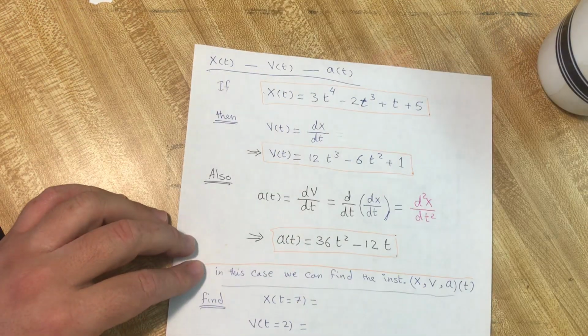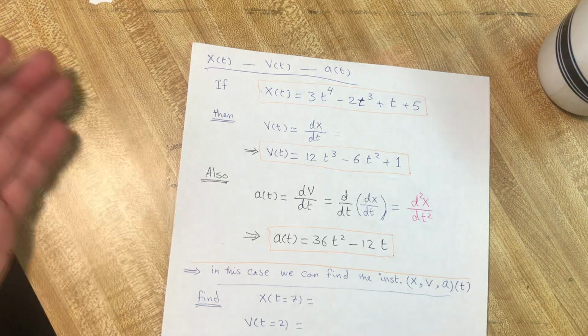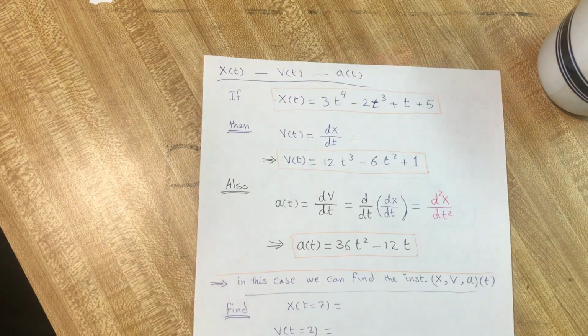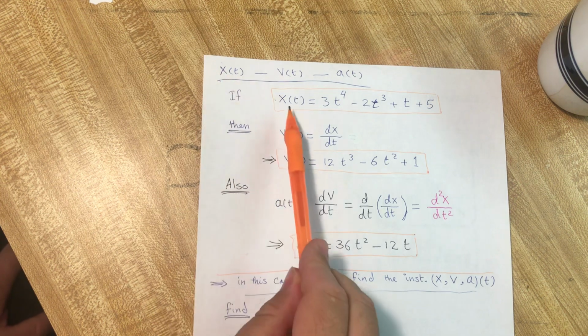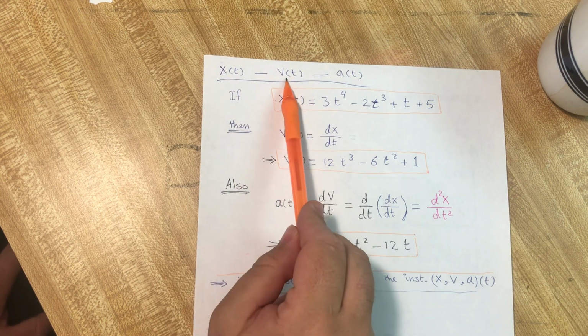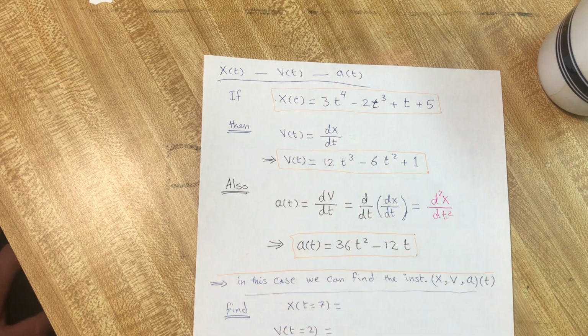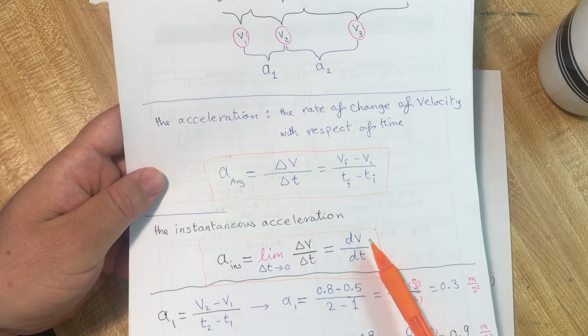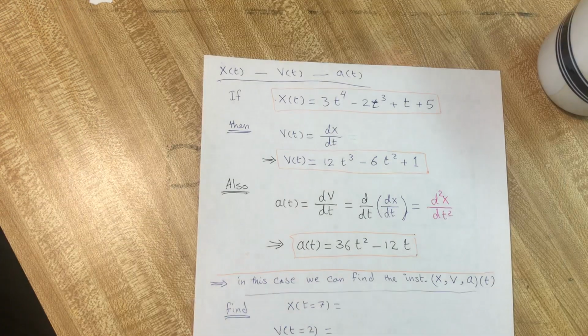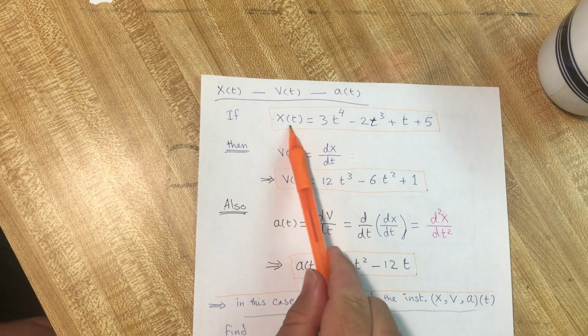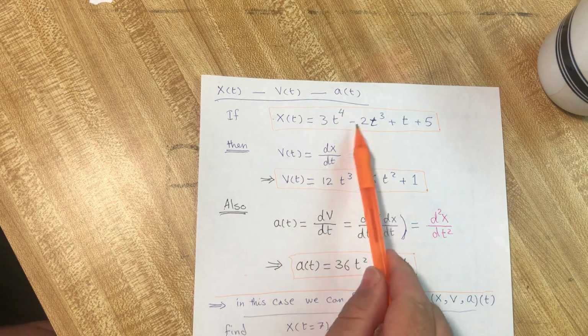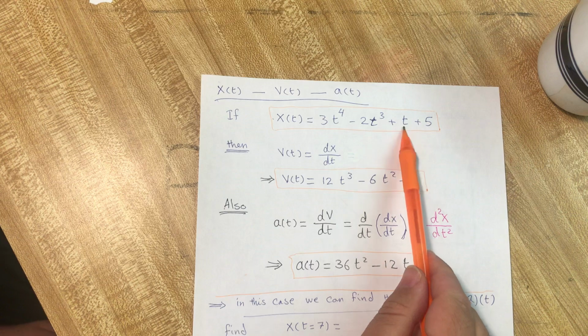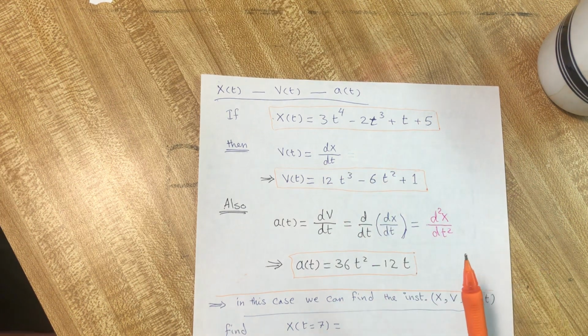What about the instantaneous acceleration? It is the same as instantaneous velocity. It will be easy. We know from before that we may have x as a function of t. Then we can find v of t. Then we can find a of t, because a is the derivative of v with respect to t. If we have a function of t, where x is equal to 3t to the 4 minus 2t cubed plus t plus 5, it's an arbitrary function.